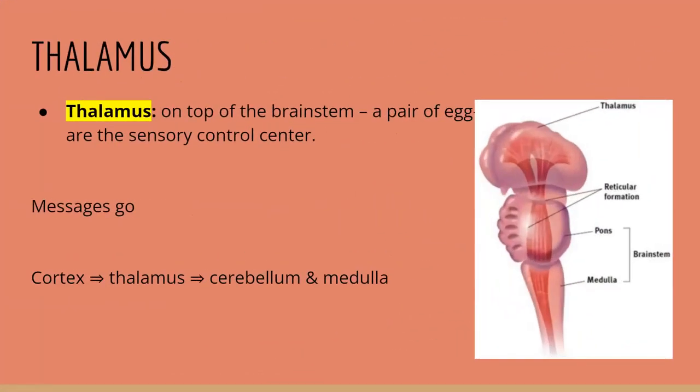Thalamus, this is what's on top. Remember the ice cream? There's two parts, two scoops of ice cream, and it's the sensory control center. Here's the way that the messages go. They go cortex, thalamus, and then to cerebellum and medulla. So CTCNM, CTCNM.